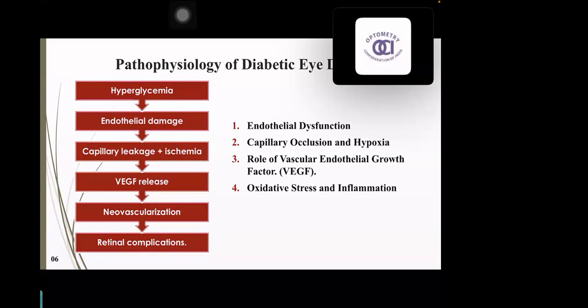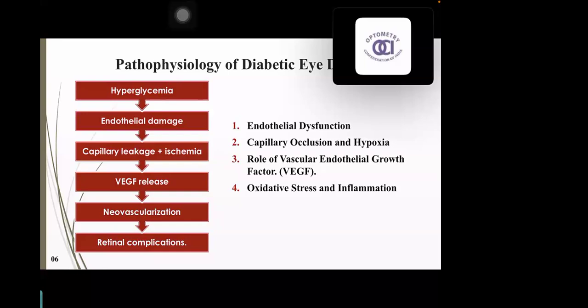Secondly, there is capillary occlusion and hypoxia. When the small vessels get blocked, parts of the retina become deprived of oxygen. This hypoxia stimulates the release of vascular endothelial growth factor, or VEGF, which is a key mediator in the development of neovascularization, which is the hallmark of advanced diabetic retinopathy. However, these new vessels are abnormal and fragile, leading to hemorrhage and further damage.